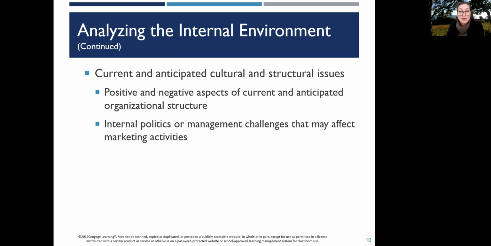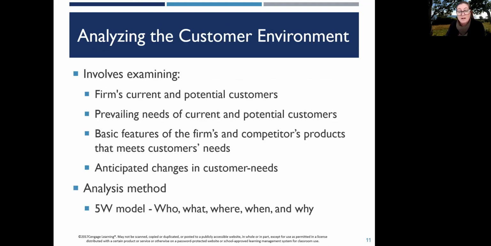When we're looking at the internal environment, we also want to consider organisational culture and structure. In terms of structure, there are positive and negative aspects that will be identifiable, and these aspects can be considered in both the current and the anticipated organisational structure, because organisations are dynamic. Then with regards to organisational culture, what's the state of the internal politics and the management challenges that might affect our marketing activities?